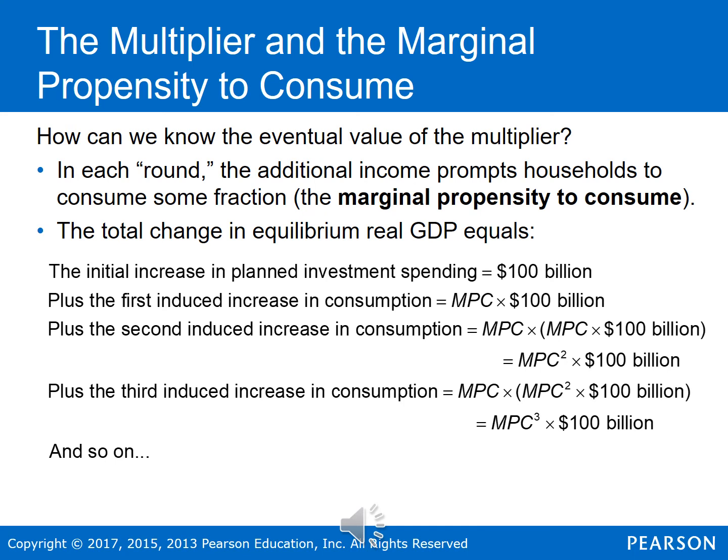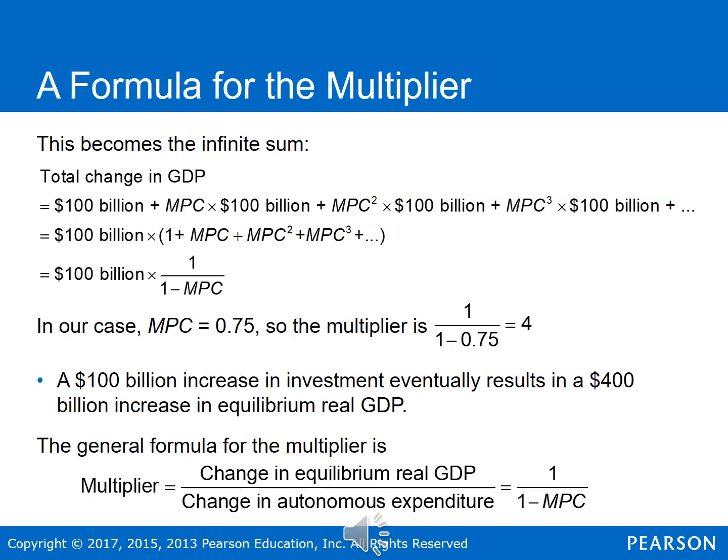We can verify this by first writing out the total changes in equilibrium GDP. It's equal to the initial increase in planned investment spending plus the first induced increase in consumption plus the second induced increase in consumption plus the third induced increase in consumption, and so on and so on. Eventually this becomes an infinite sum, and how mathematicians write it is, instead of 1 plus MPC squared plus MPC to the third, going all the way to infinity, we can write it as 1 over 1 minus the marginal propensity to consume.